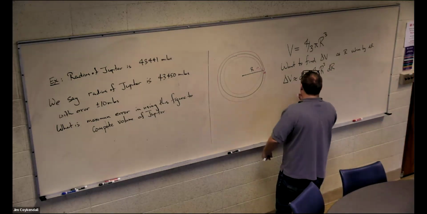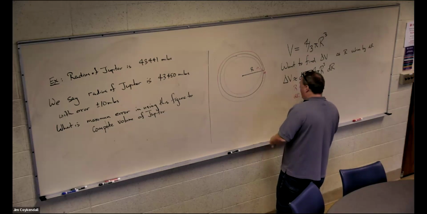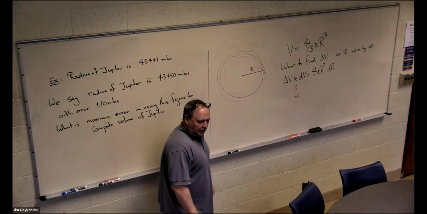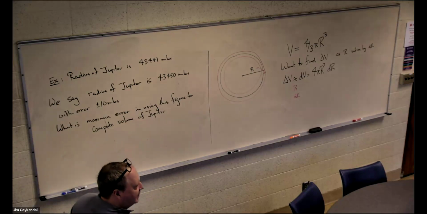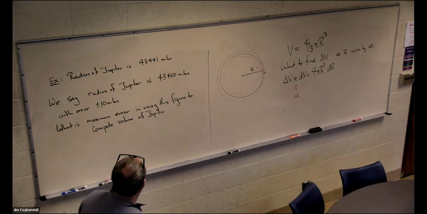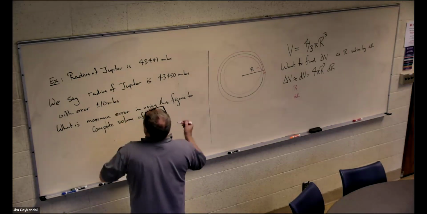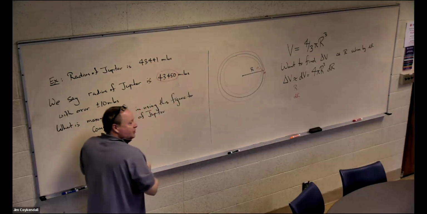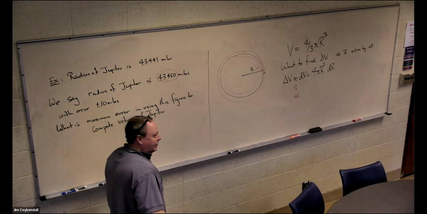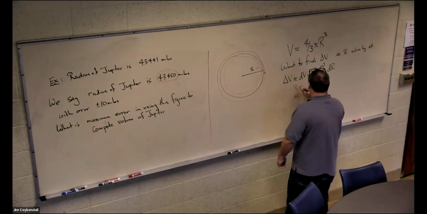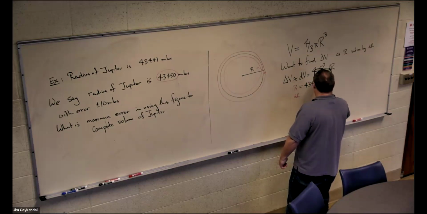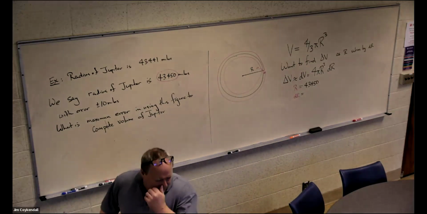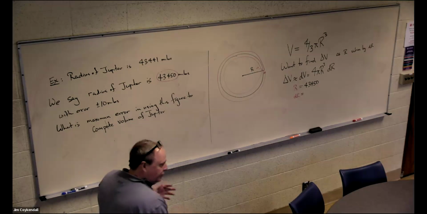In this case, for our specific problem with Jupiter, what's my R? What did I say that I measured as my base? This is just what I found on Google, and I use this as my measurement. This is my base, 43,450. How about dr? How much can I change that? 10 miles in either direction.